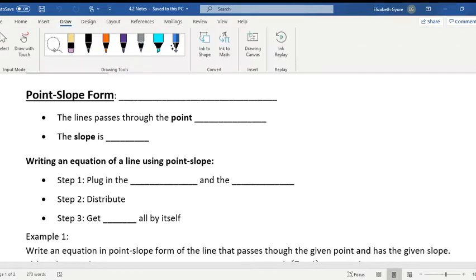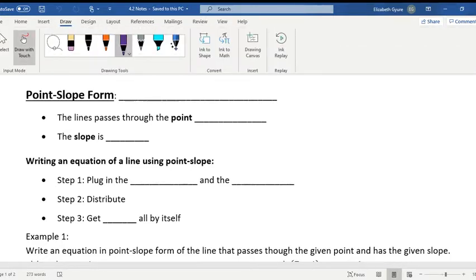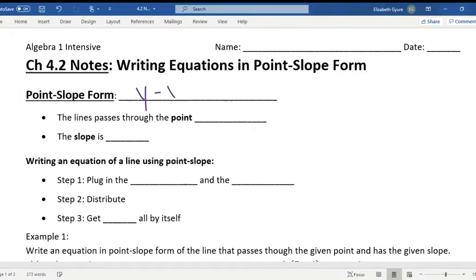Point slope form is y minus y1 equals m times x minus x1. Y minus y1 equals m times x minus x1. You got that right? Y minus y1 equals m, and then in parentheses, x minus x1. One more time.